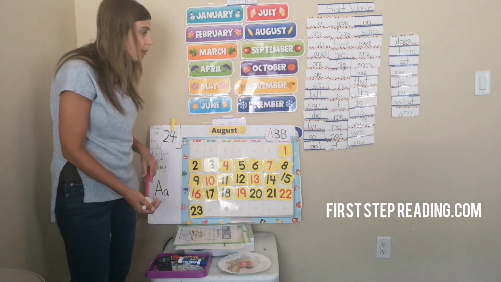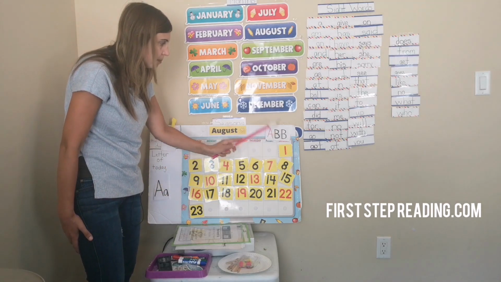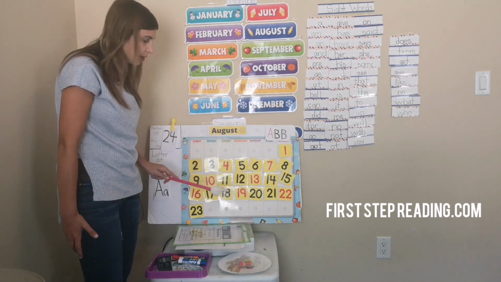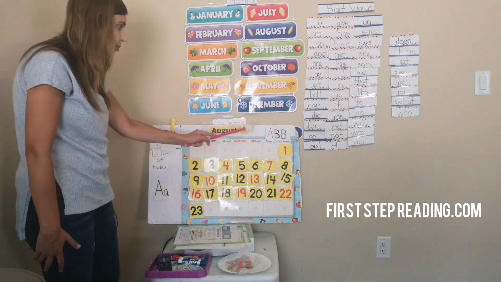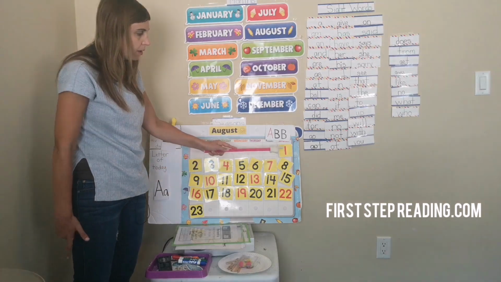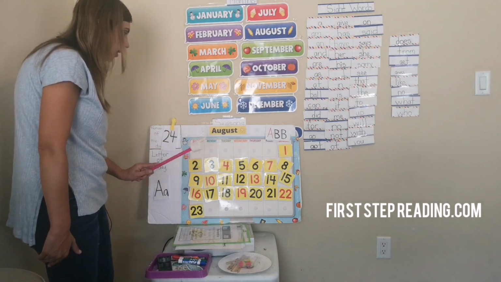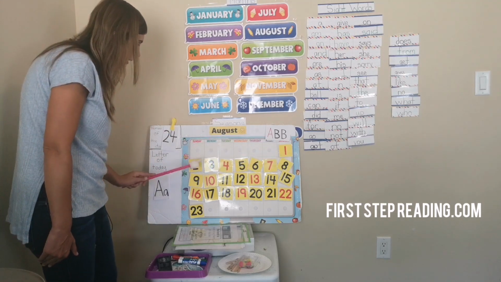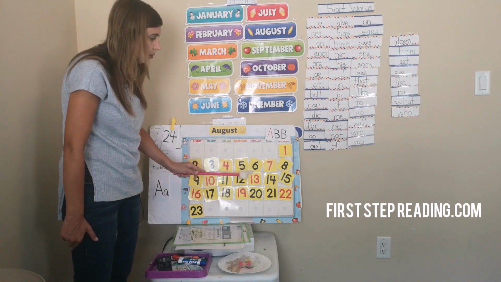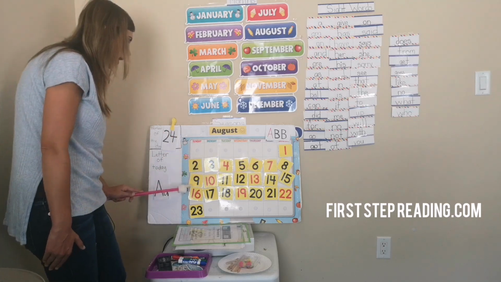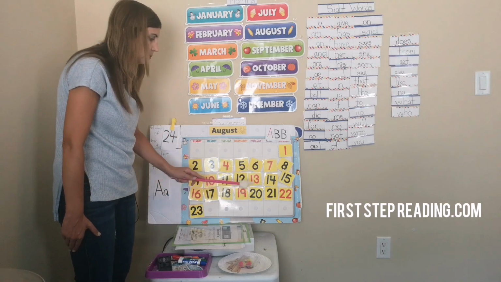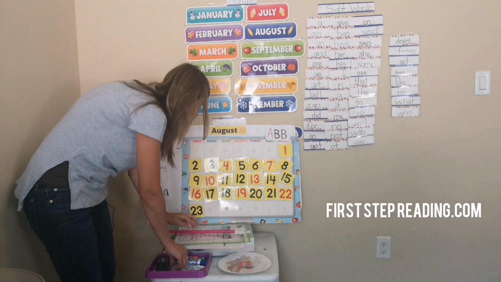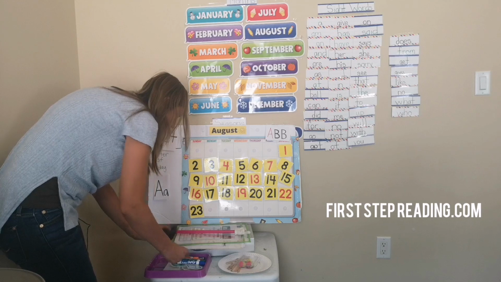Our calendar has a pattern. It's an ABB pattern, so it's red, black, black. Let's figure out if our 24 should be red or black. Red, black, black, red, black, black, red, black, black, red, black, black, red, black, black, red, black, black, red, black, black, red, black, black. So we need a black 24.